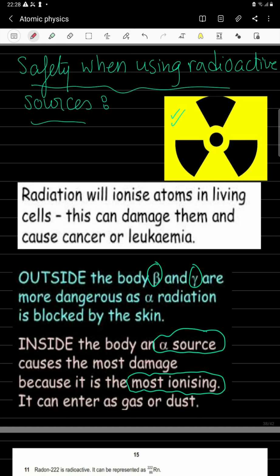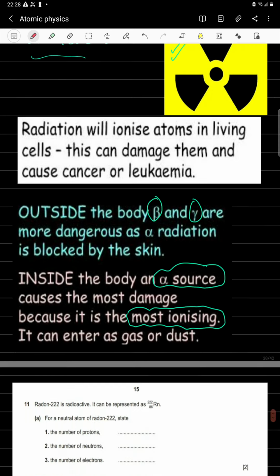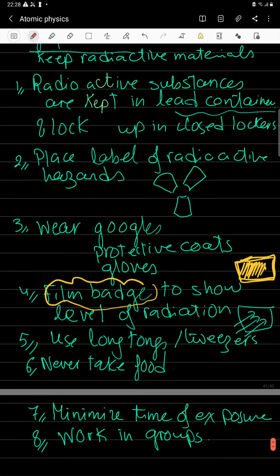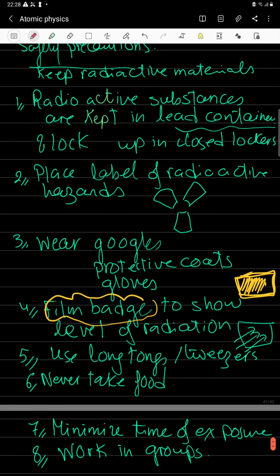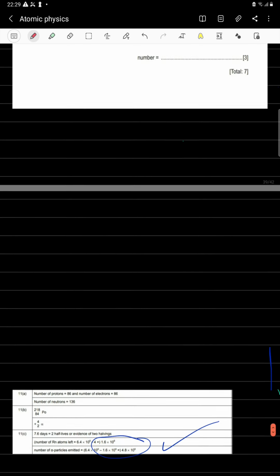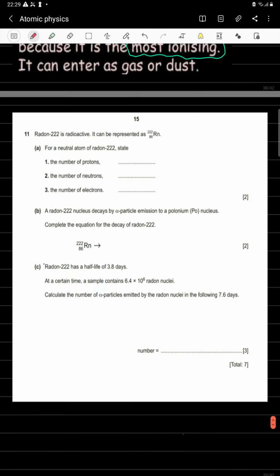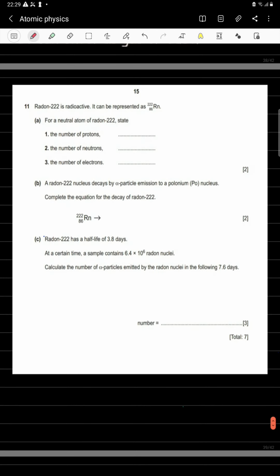But what are the precautions that can be taken to overcome this? Of course wear goggles, wear protective coats that contain layers of lead, work in groups, use a film badge which shows the level of radiation, never take food where there are radioactive materials, and use long tweezers or long tongs to keep radioactive material away from the body, especially since alpha has a very short range in air. These are the safety precautions when dealing with radioactive isotopes. Now please try to solve this question.